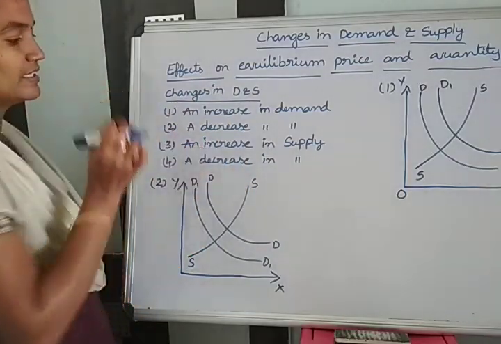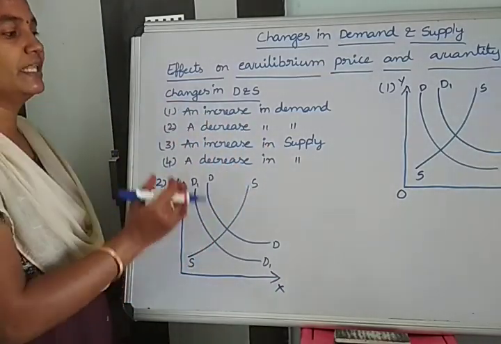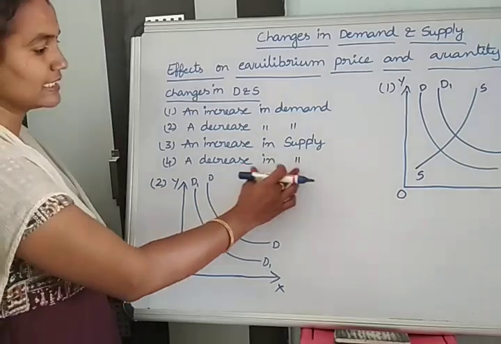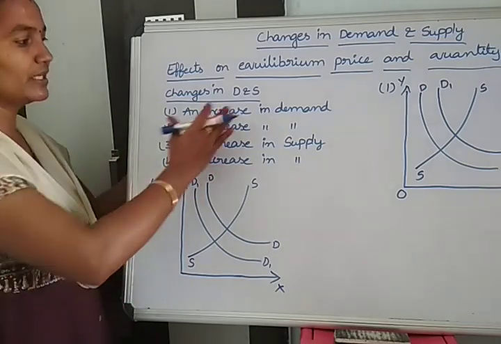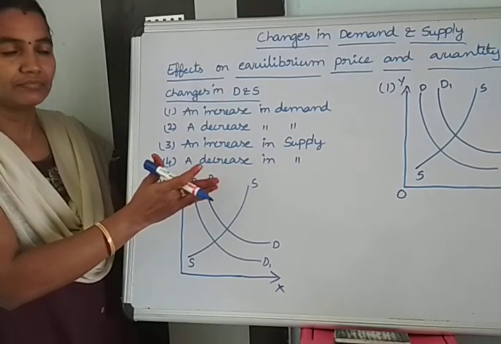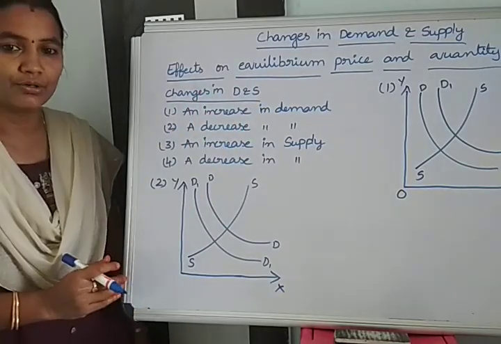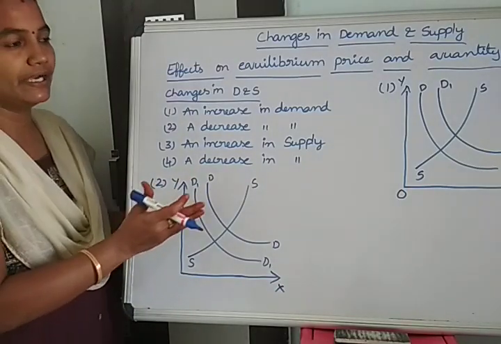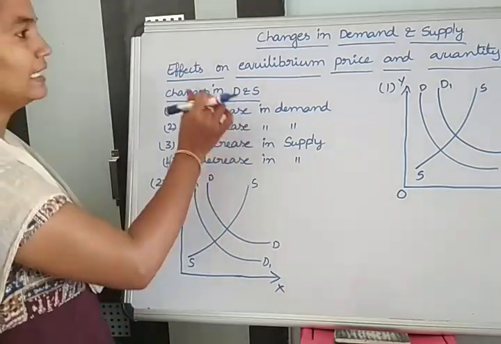The third situation is an increase in supply: supply increases but demand remains constant, so the supply curve shifts to the right side. The last one is a decrease in supply: the supply curve shifts to the left side but demand remains constant. Based on these four situations, we will see how the effects show up in price and quantity demanded and supplied, and get an idea about the changes in price and quantity. Now we go to the first situation, an increase in demand.